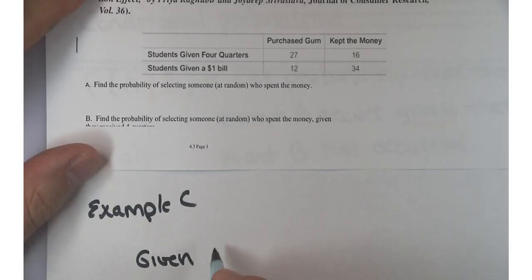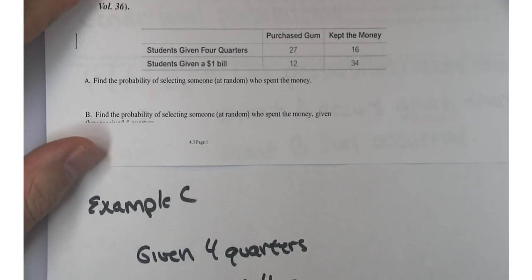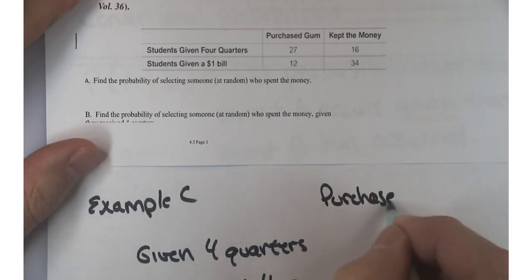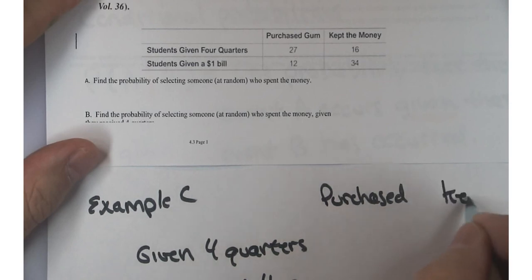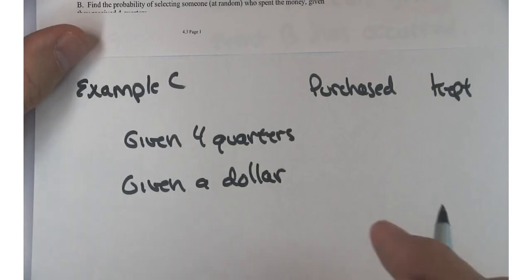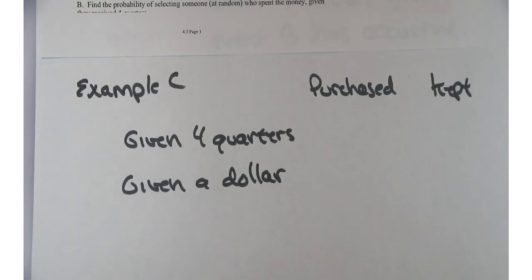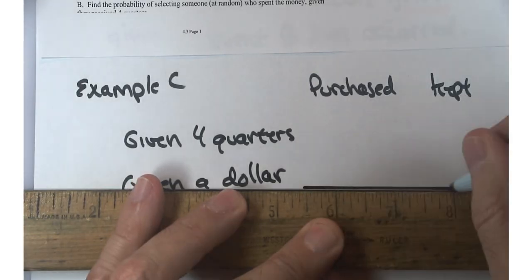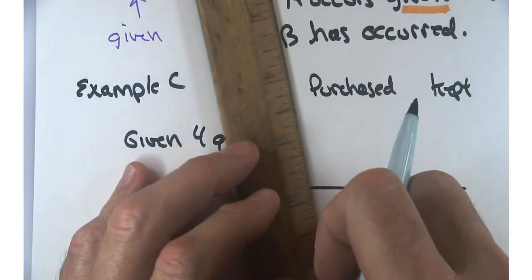Given 4 quarters, given a dollar, and then purchased or kept. So let's just take a look at some different possibilities here, and give ourselves a neat looking table.